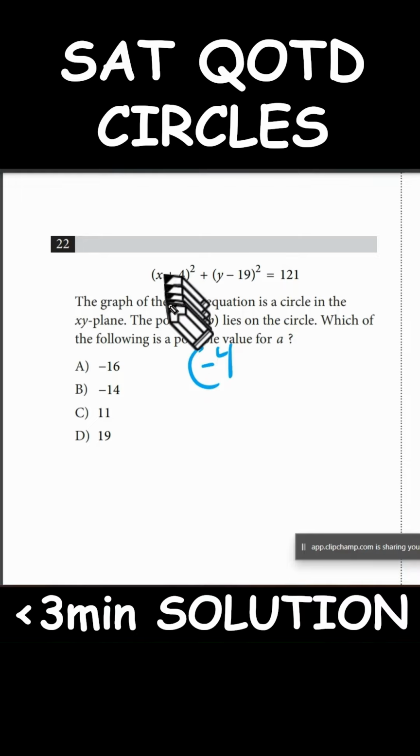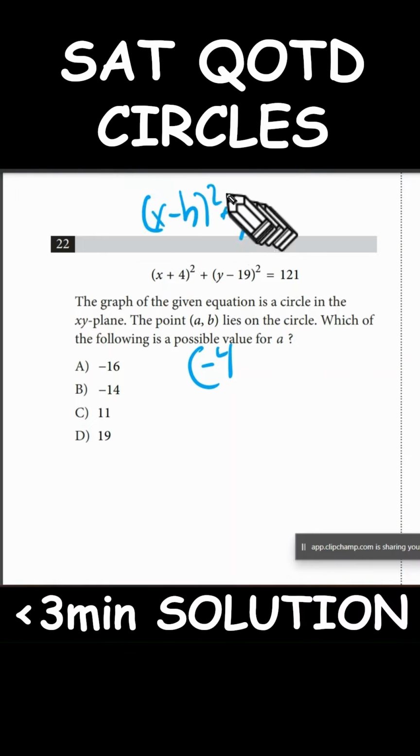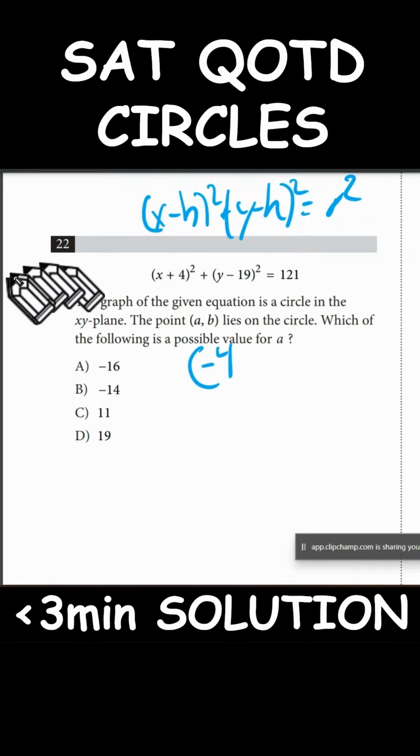So how do I know it's -4? Well, for any function or equation on a graph, if you see a plus, it's going to be equal to minus, right? Because the equation of a circle is (x minus h) squared plus (y minus k) squared equals r squared. If I have a negative value for h, like -1, it's going to end up as positive, right? For example, x minus -1 becomes x plus 1. So that's how I know that it's going to be -4.